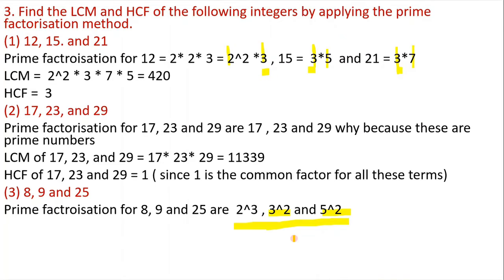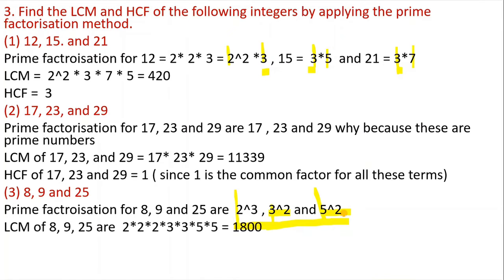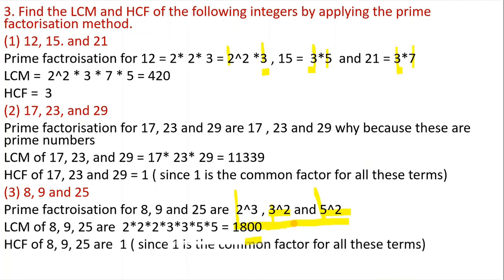If you want to find LCM, the LCM is defined as the product of greatest powers of all the prime factors in the given numbers. Here the prime factors are 2, 3 and 5. So the highest powers are 2 power 3 into 3 power 2 into 5 power 2. Hence the product of all these, which gives the LCM, is 1800, and HCF is 1.